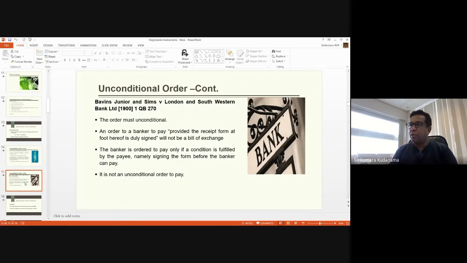Pay 1,000 rupees if you are satisfied with the service. No, it's not an unconditional order. Pay, say, some amount subject to approval of so and so. Those are not unconditional orders. There cannot be conditions attached to this order. Order is not a request. Order is not something else. It's an order, but it needs to be unconditional as well. There cannot be conditions attached to the order.